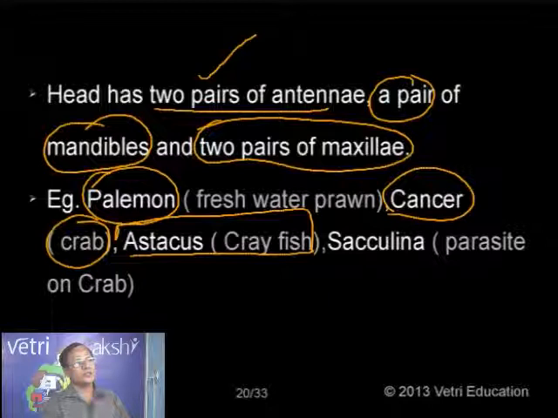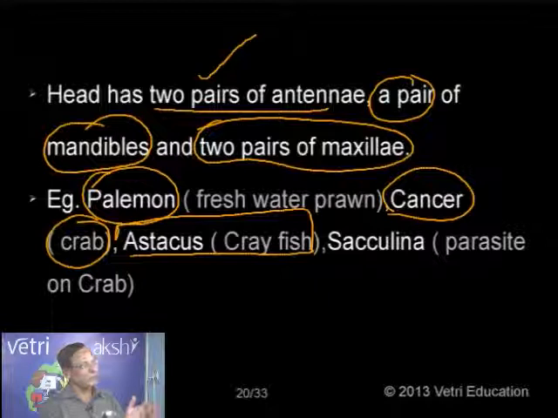So the mouthparts include a pair of mandibles. Then a pair of maxillae. Then we have the upper lip, called the labrum, and the lower lip, called the labium. And also we have the tongue. So these five structures together constitute the mouthparts of an insect or arthropod.